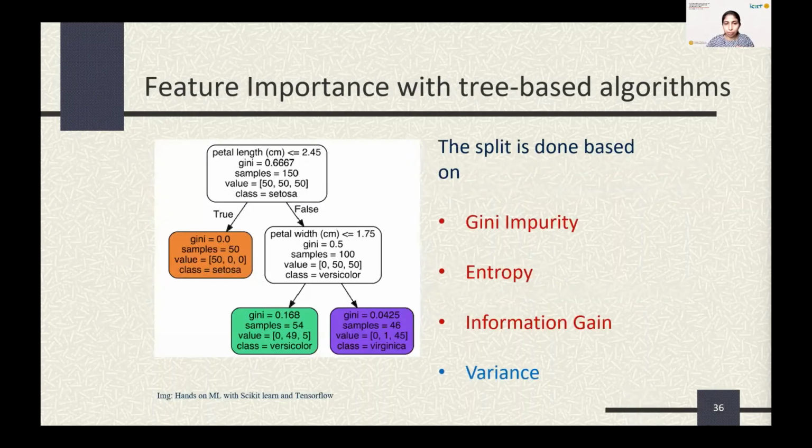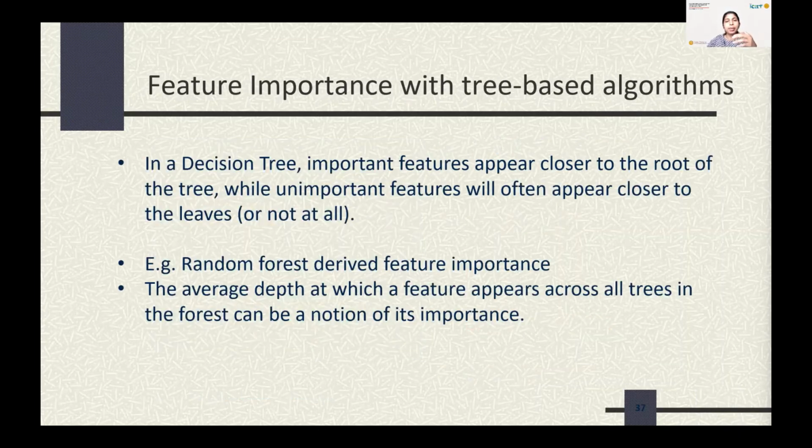Right? So in a decision tree, where the feature appears can intuitively tell us about how important that feature is. Similarly, in a random forest, the average depth at which a certain feature appears across all trees can give us an idea about the importance of that feature.